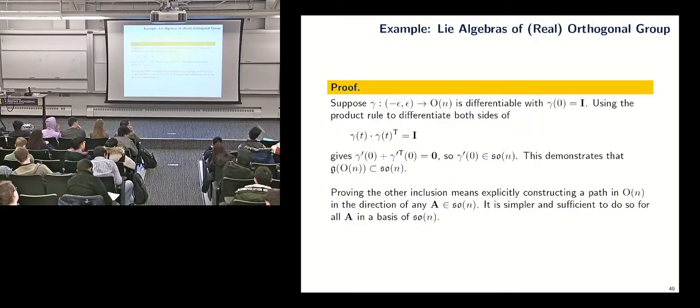But again, we're looking at the identity, which means when we plug in 0, we have to get the identity here. So what we have is gamma dot of 0 times the identity, which we'll call I, plus I times gamma dot transpose equals 0, which tells us that gamma dot plus gamma dot transpose equals 0.